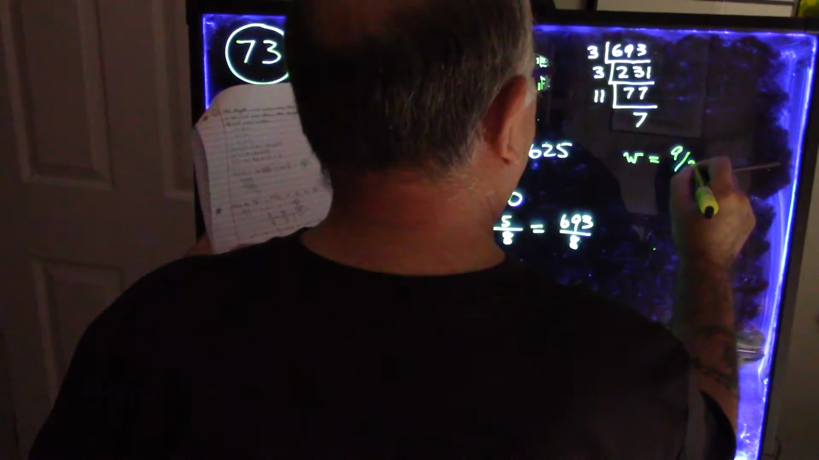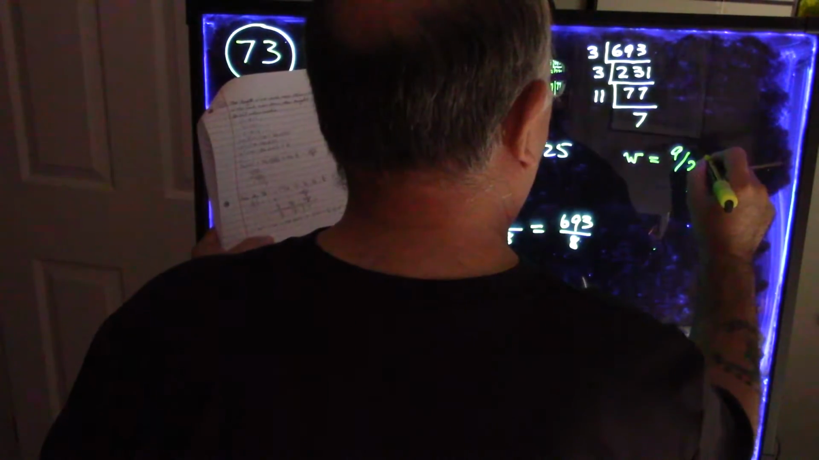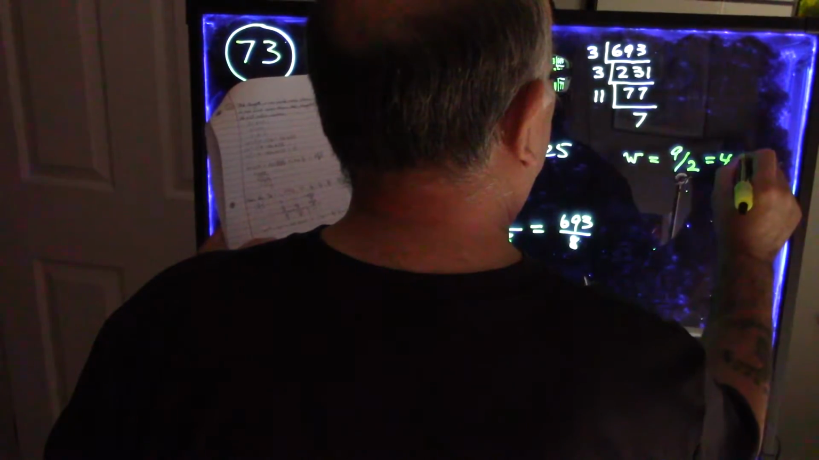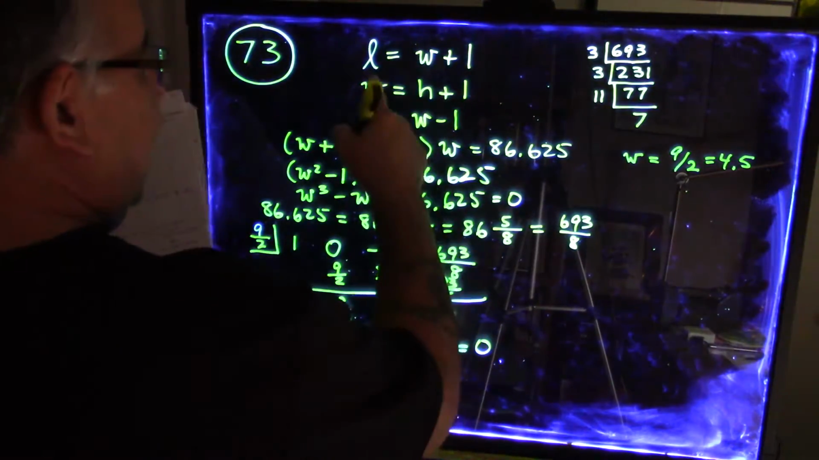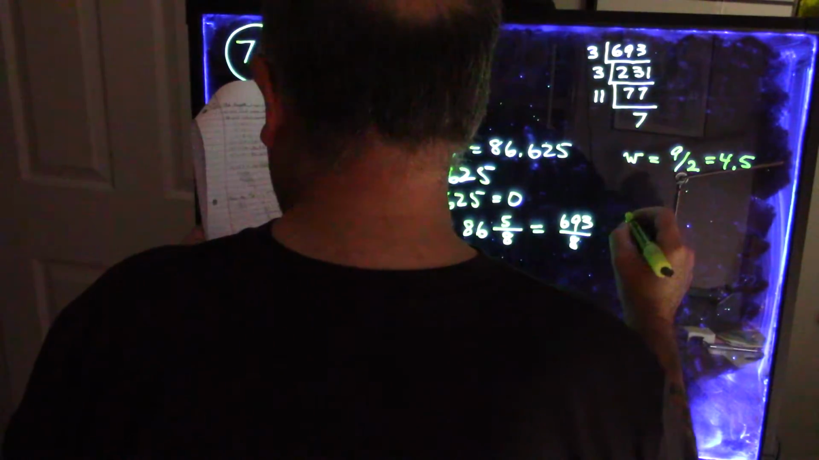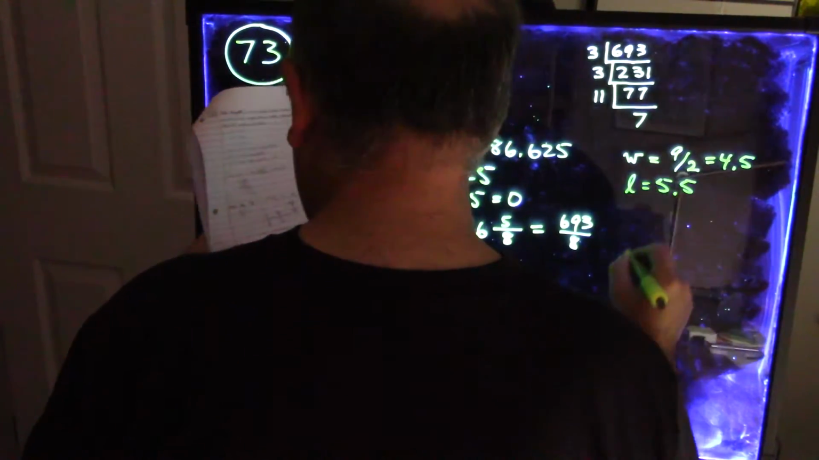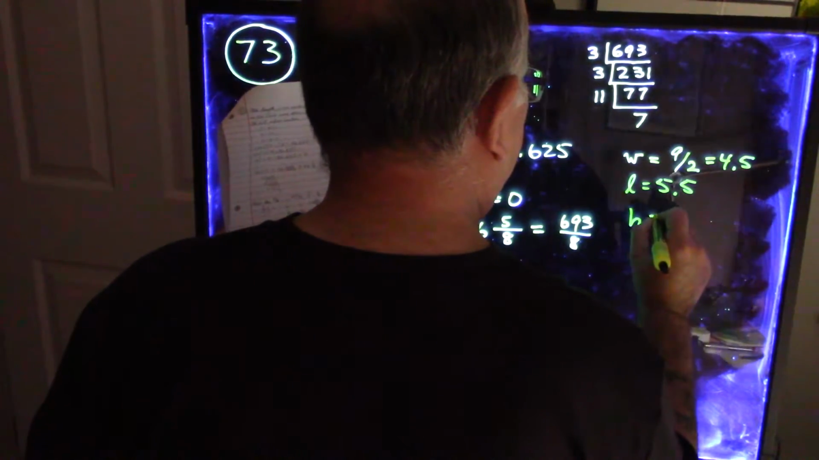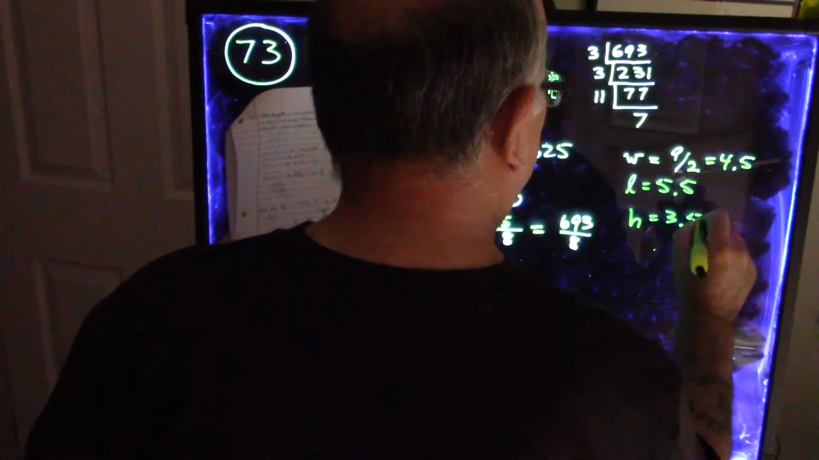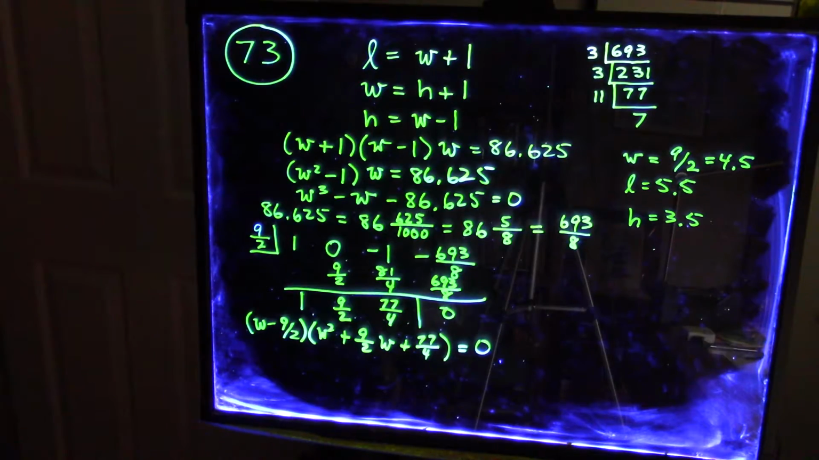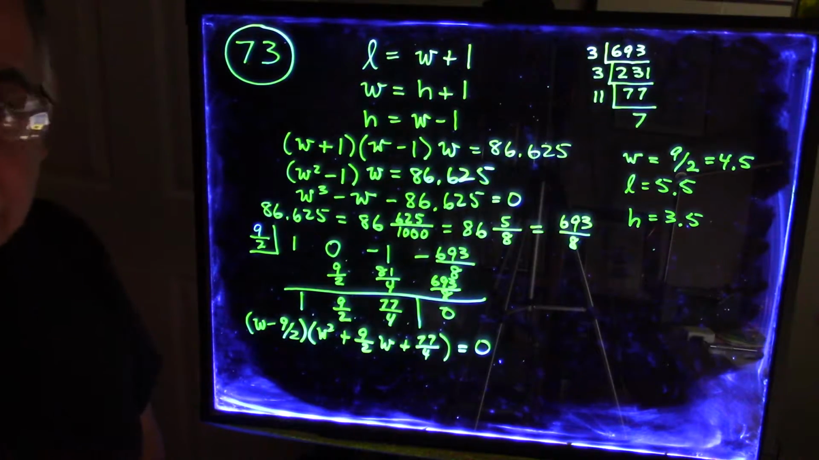Change that back to decimal form. That's 4.5. And then you can solve for the other variables. L is 5.5 and h is 3.5. All right, there you go.